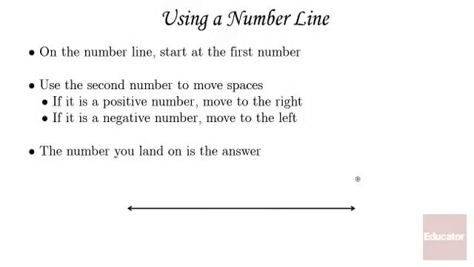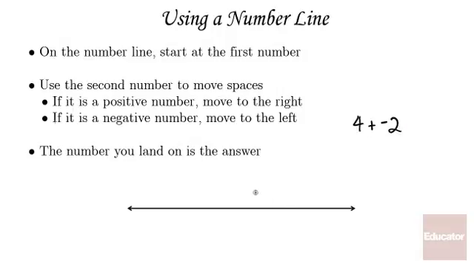So to use a number line, we can add integers using a number line here. What we're going to do is start with the first number. So if I give you the problem 4 plus -2, I'm going to start off at this number right here, 4.